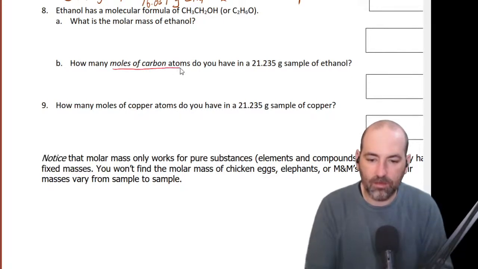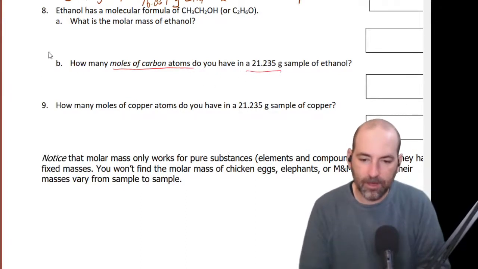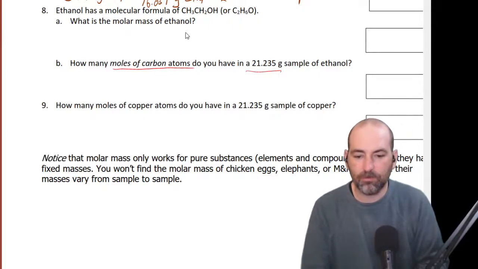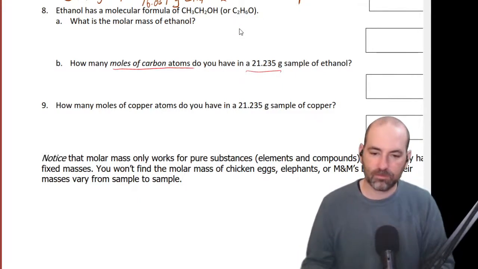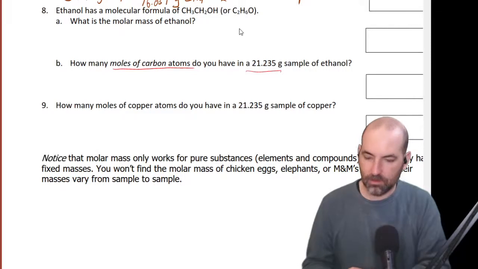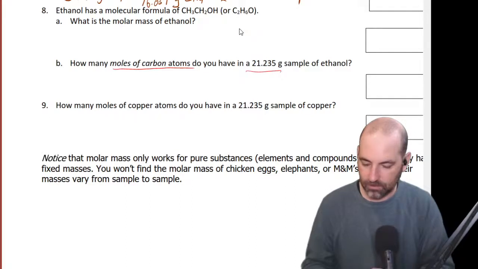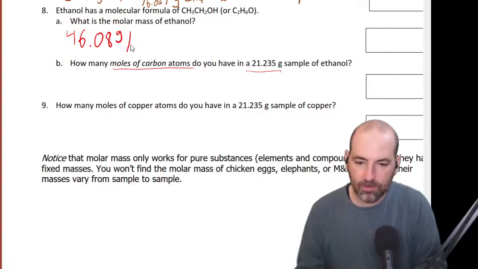How many moles of carbon atoms do you have in a 21.235 gram sample of ethanol? So ethanol is CH3CH2OH, or C2H6O. So the molar mass, to get that, we're going to count up 2 times 12.01 for carbon. And then we're going to add that to the 6 hydrogens. And we're going to add that to oxygen, which is 16, and we get 46.08 grams per mole.